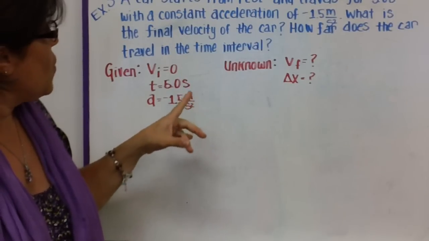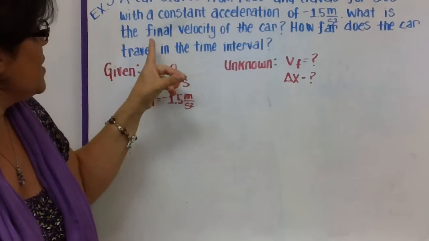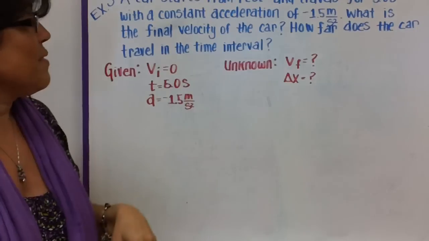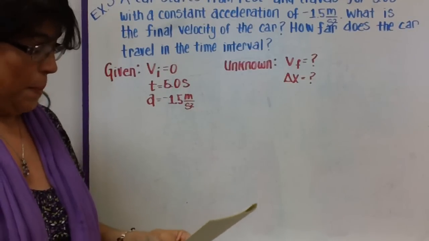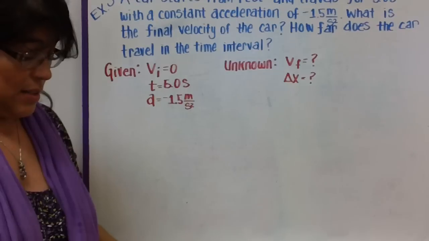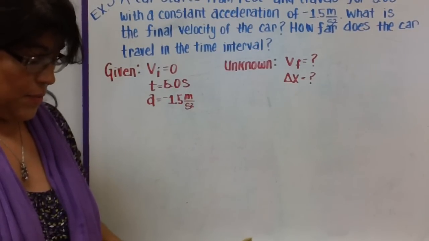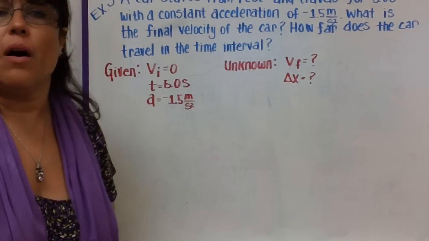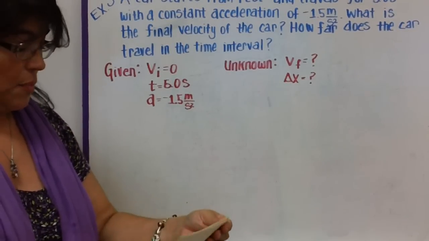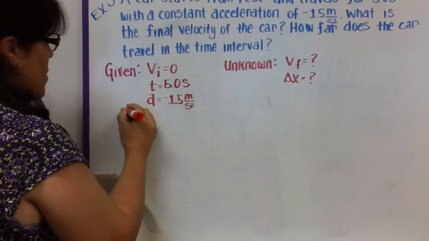Okay, so with a constant acceleration, what is the final velocity of the car, and how far does this car travel in the time interval? So we're looking for v final and our delta x. Okay, so what I want you to do now is pause the video and then come back and we'll solve it together.